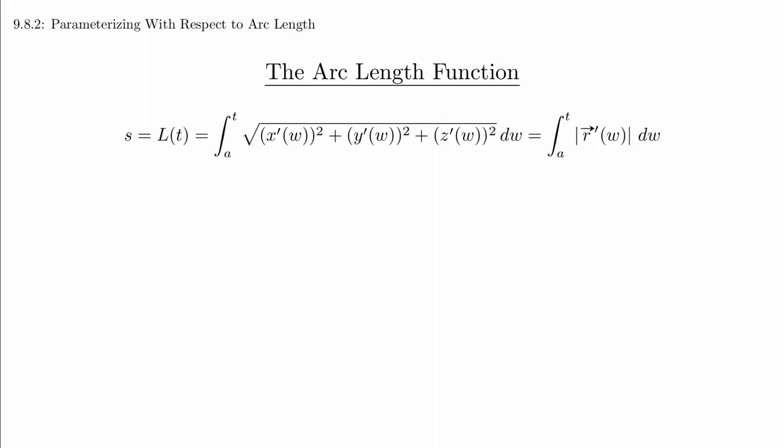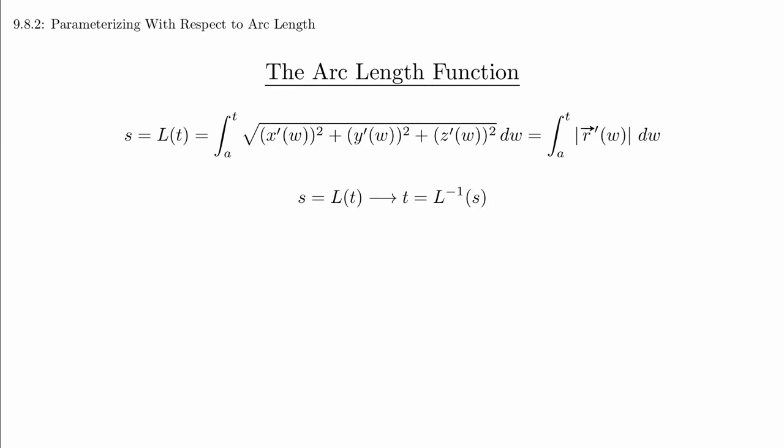The variable s is called the arc length parameter. Notice that we're using the variable w because the variables s and t have already been used up. S is the arc length parameter, and t is the upper limit of the integral. That's how things go sometimes. We just need to make sure that we're not using a symbol that has already been used for something else.